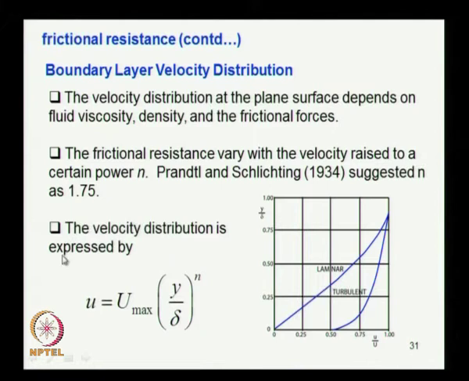So the velocity distribution, if the velocity distribution here is expressed by this, u at any point within the boundary layer is equal to u max, that is the free stream velocity, times y by delta power n, and this value of n is what they have put forward as 1.75.